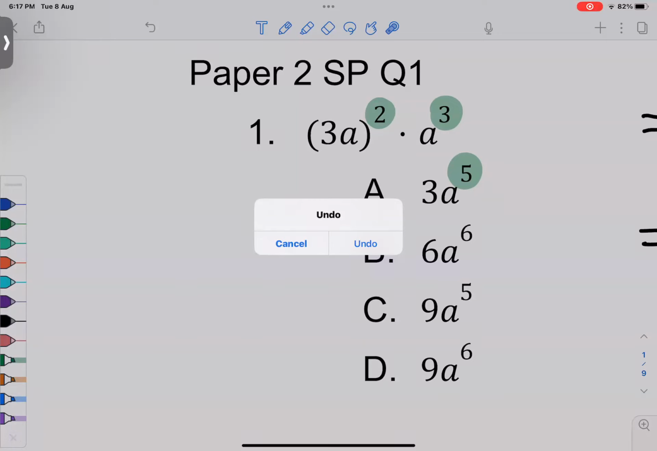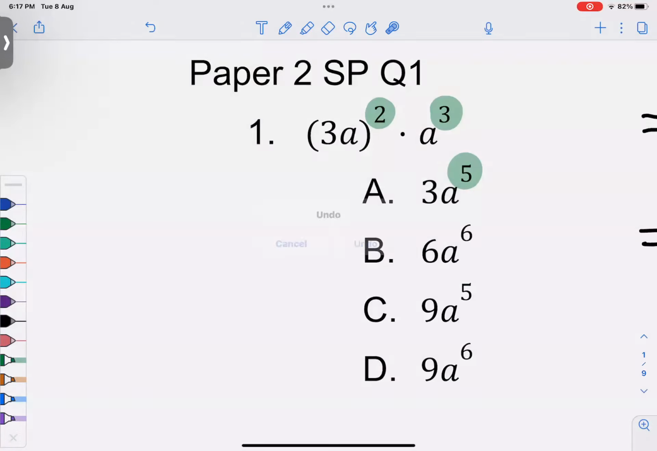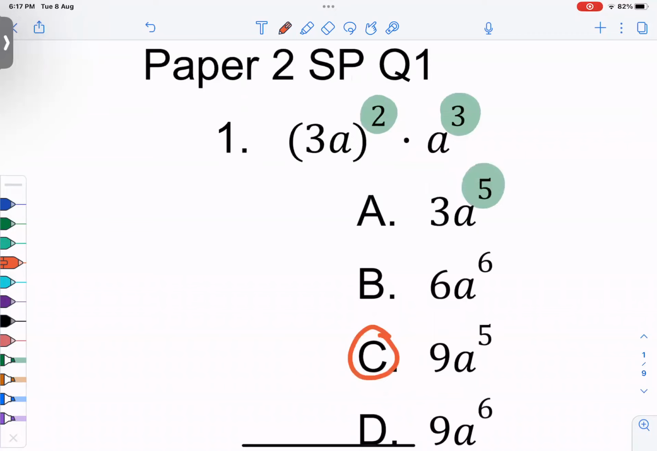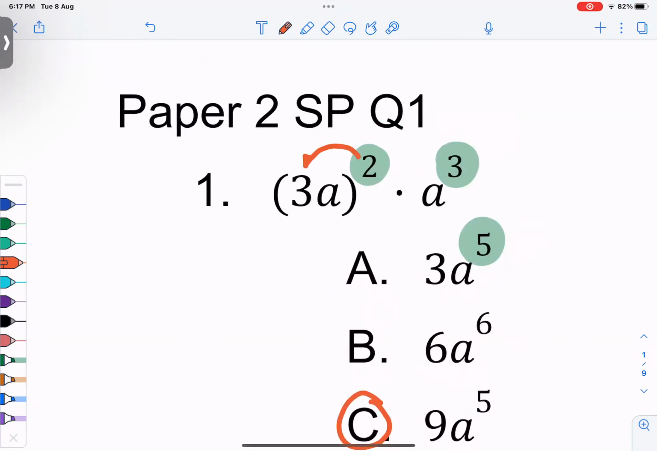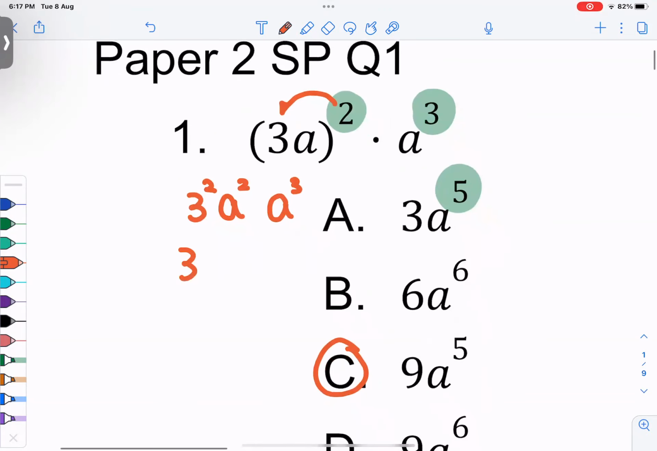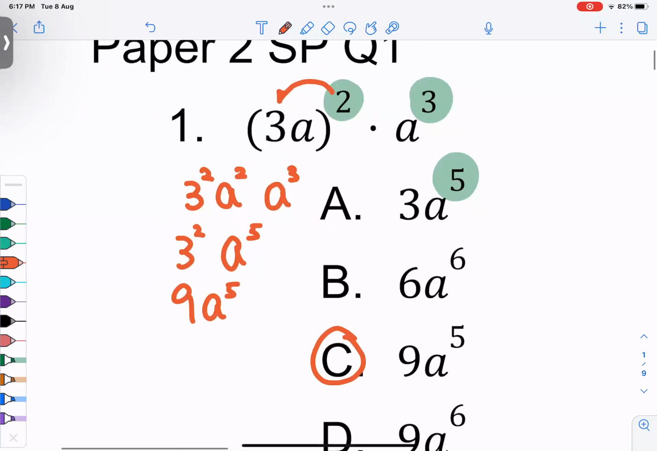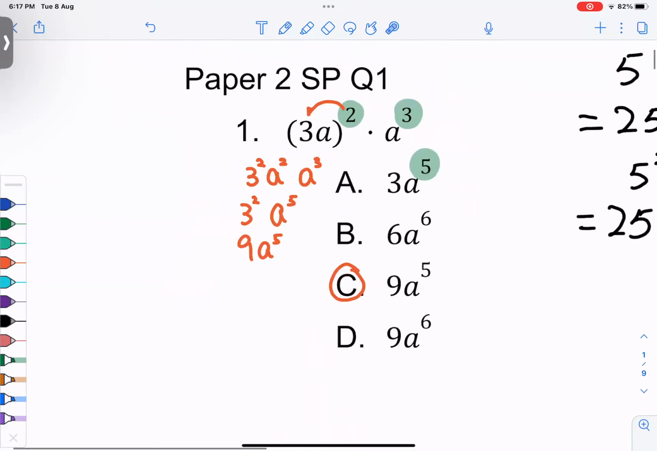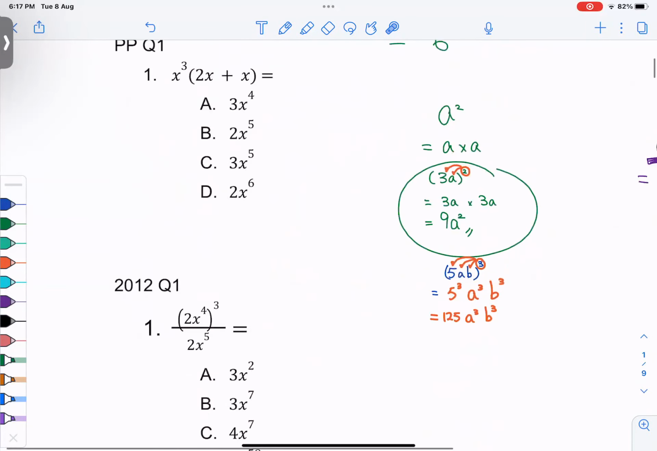It's C. Yep. Can you explain? Because it's the power 2, so 3 times 3 is 9. And 9a square, yeah. And then times a cube, and 2 plus 3 is 5, so 9a to the power 5. Yep. That's good.